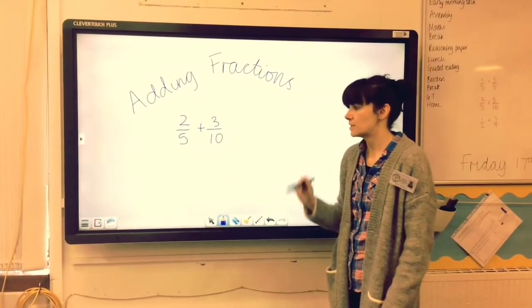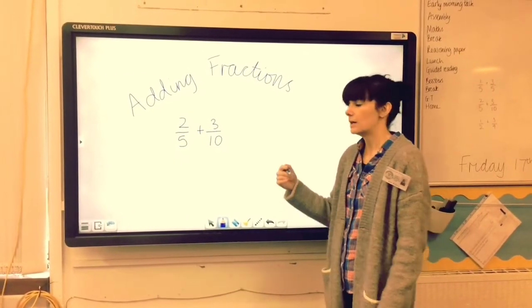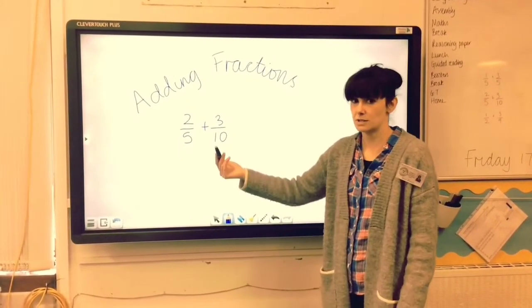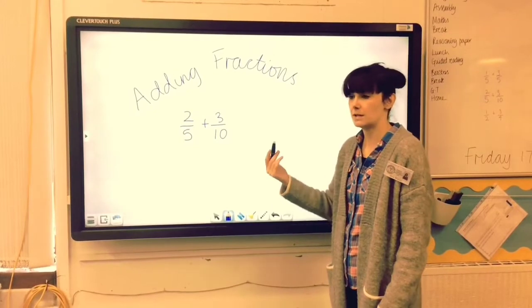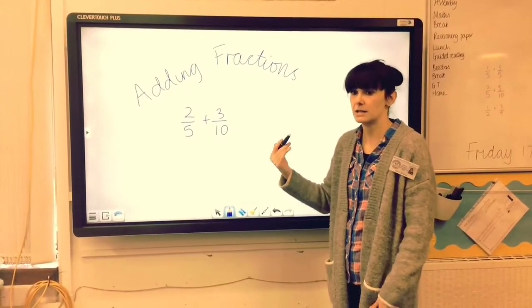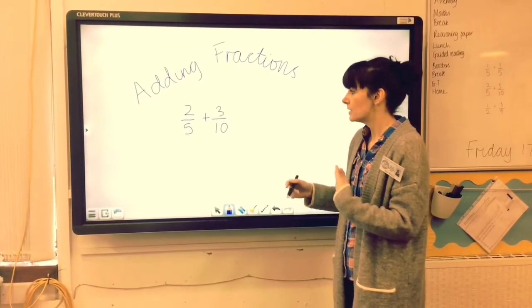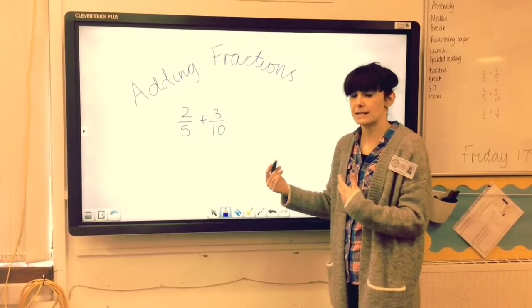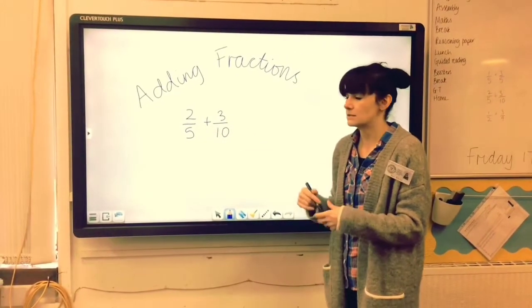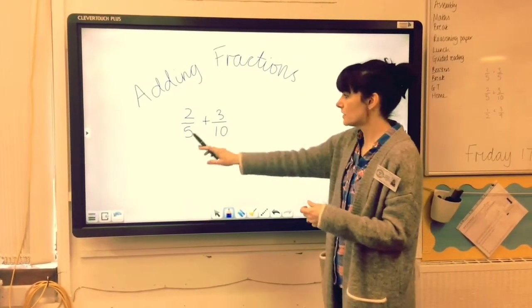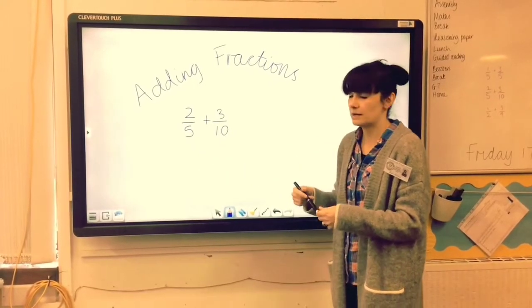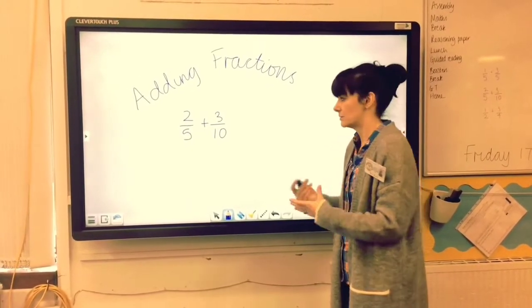And because the denominator is different, it might be automatic to use another method, which could then result in much higher numbers and getting complicated and possibly making mistakes. So the next thing we need to do is look to see if the denominator is a multiple. So here you can see 5 and 10 very clearly are in the same times tables.